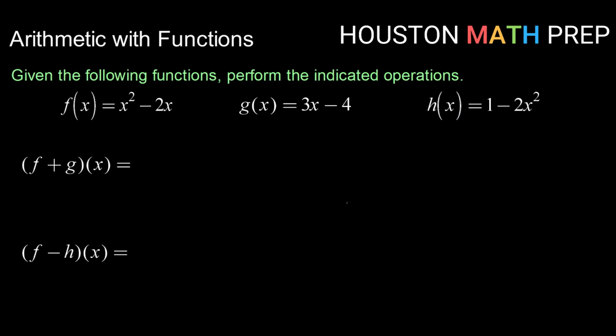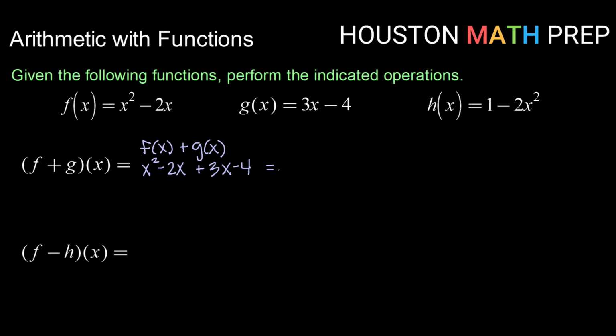Given the following functions, we have an f of x, a g of x, and an h of x, and we want to perform the indicated operations. Here first, let's find f plus g of x. I know from my formula that that will be f of x plus g of x. So I'm going to take all the terms in f of x, that is x squared minus 2x, and add to that all the terms from g of x, that is 3x minus 4.